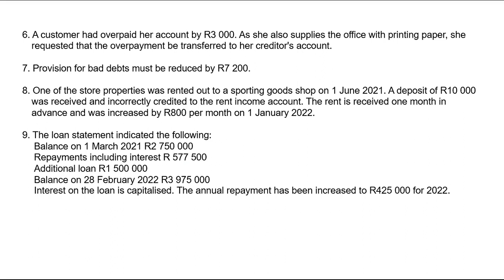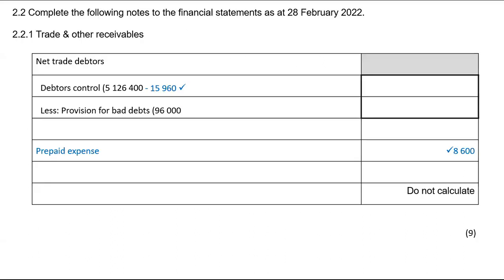All we have to do is to go to our debtors control and add that 3,000. Because we subtracted it, we have to add it. Add the 3,000. After you've added the 3,000 rand, you need to take that 3,000 rand and add it under creditor's control, because this customer is also a creditor to us. You got it?